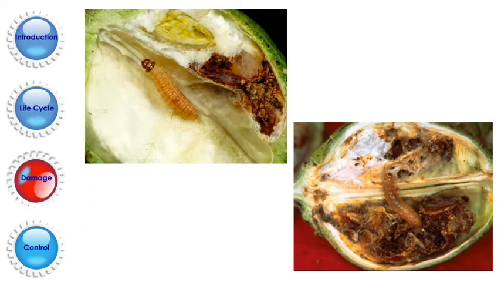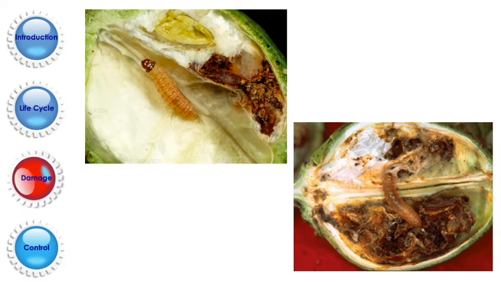Pink bollworm damages squares and bolls, the damage to bolls being the most serious. Larvae burrow into the bolls, through the lint, to feed on the seeds. As the larva burrows within a boll, lint is cut and stained, resulting in severe quality loss.